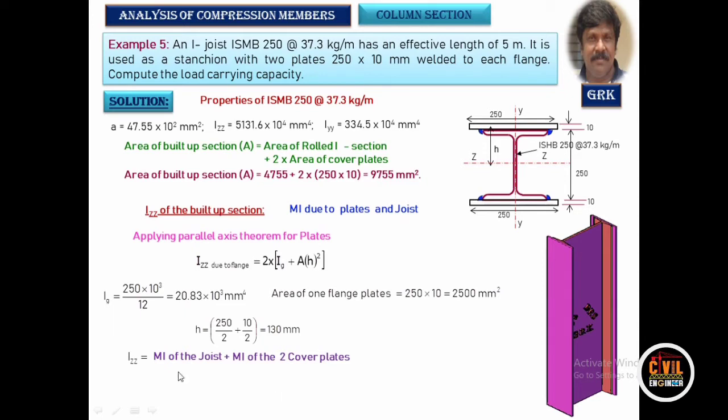The total moment of inertia of this built up section is equal to the moment of inertia of the joist plus the moment of inertia of the two cover plates. So for the rolled steel section it is 5131.6, and the other one we take for the cover plates. We get the moment of inertia about the ZZ axis of the built up section equal to 135.86 into 10 to the power of 6 mm to the power of 4.